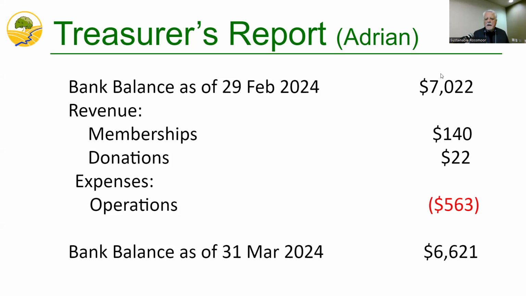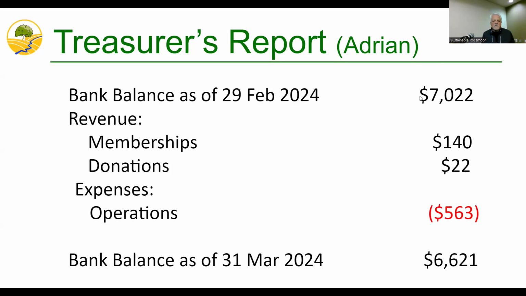As of the beginning of the month, we had 7,000 and change in the bank. We got 7 memberships this month, which is $140. Some of those were renewals, some of them were new. We had some donations. We had some operations expenses, mostly associated with renting the rooms for our meetings. As a result, we have $6,600 in the bank at the end of the month.